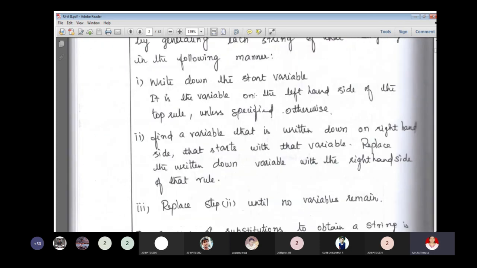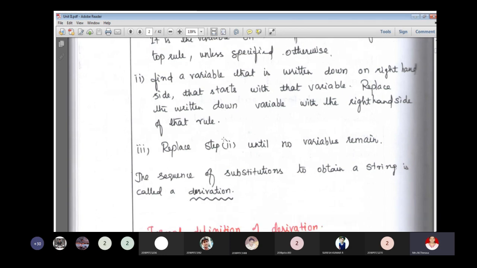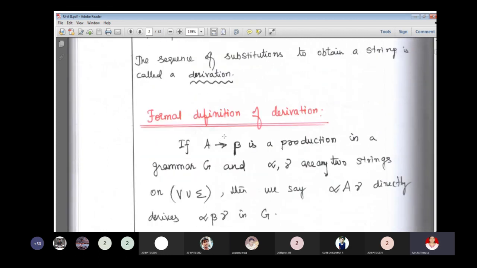Then what you have to do: find a variable that is written down that has a rule starting with that variable. Replace the written-down variable with the right-hand side of the rule, and we repeat this until no more variables remain in the string. Okay, so this process, the sequence of substitutions to obtain a string, is called derivation. Then we'll go to the formal definition of a derivation.